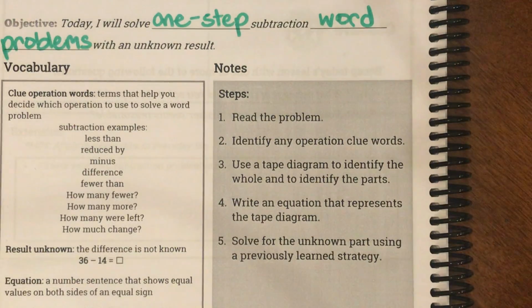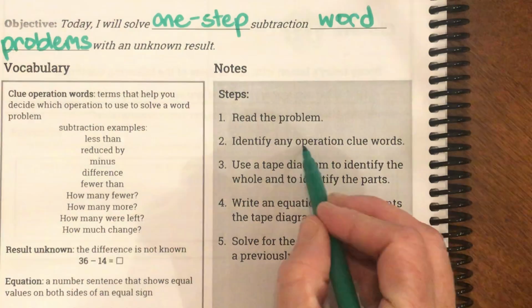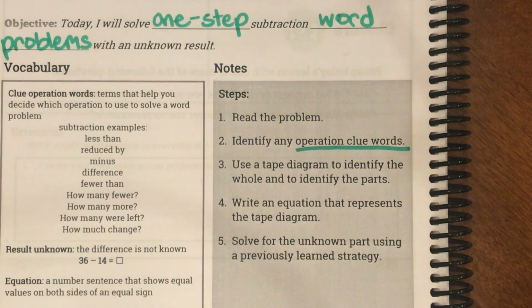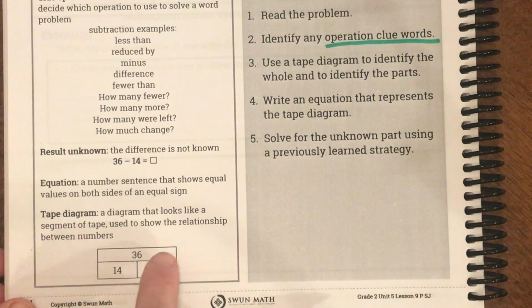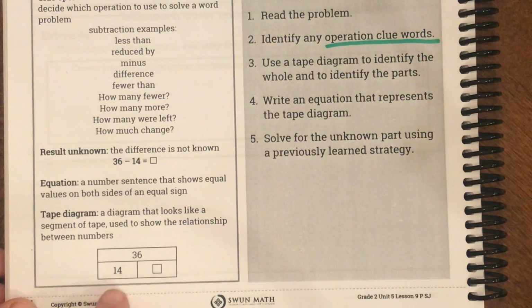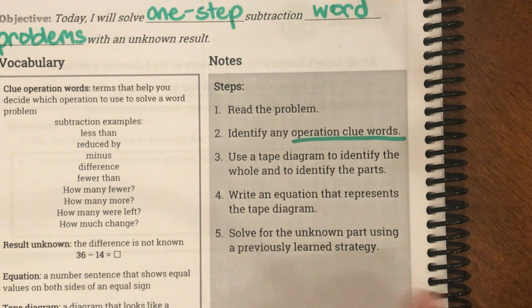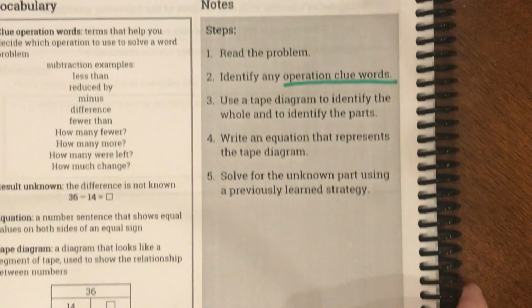Okay, let's look at our steps. Our first step says we're going to read the problem. Sometimes I like to even read the problem twice if I struggle reading it. Then I'm going to identify any operation clue words. And we're not only going to identify them, we're going to underline them. Then we're going to use a tape diagram to identify the whole and the parts. So this is the whole, the top number, and then these are the two parts that equal the whole. Then we're going to write an equation that represents the tape diagram. And then we're going to solve the unknown part using a previously learned strategy.